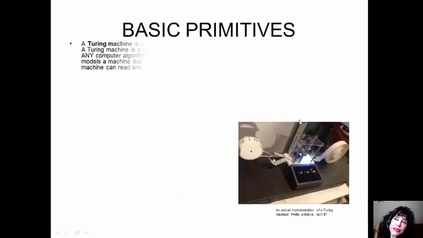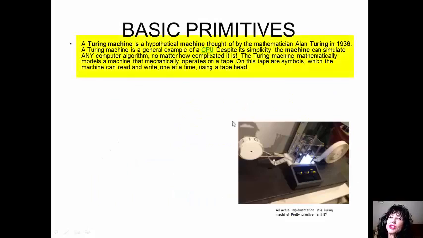Now let's talk about some basic primitives. A Turing machine is a hypothetical machine thought of by the mathematician Alan Turing in 1936. Recall from the last video that Turing is considered the father of computer science. Well, the Turing machine is a general example of a CPU, and the machine is supposed to be able to simulate any computer algorithm, no matter how complicated it is.